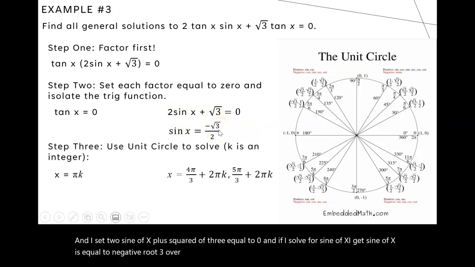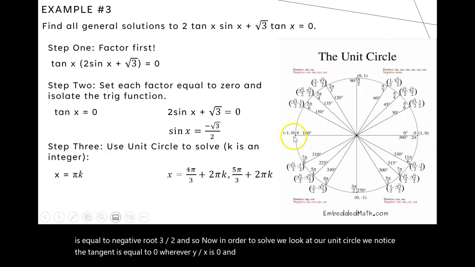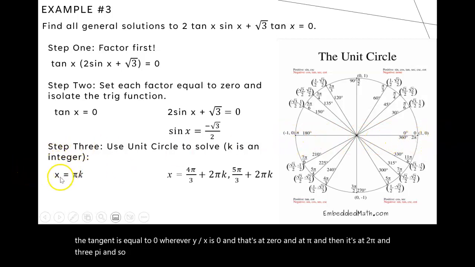And so now, in order to solve, we look at our unit circle. We notice that tangent is equal to 0 wherever y over x is 0, and that's at 0 and at pi. And then it's at 2 pi and 3 pi and so on. So we can write that one as x is equal to pi k.